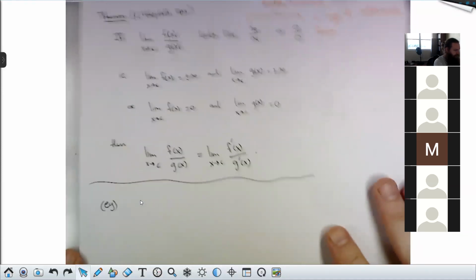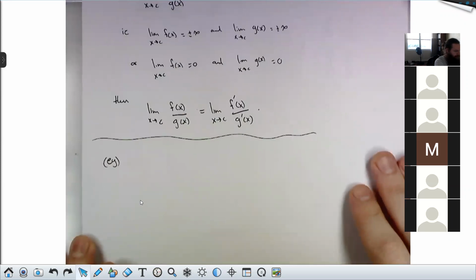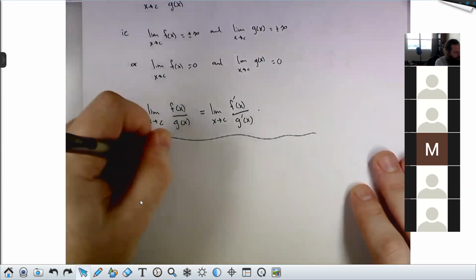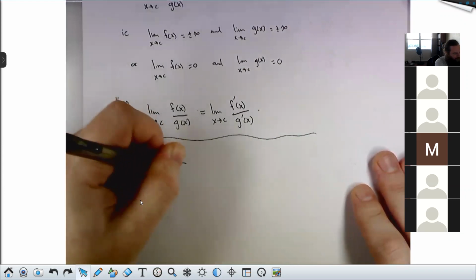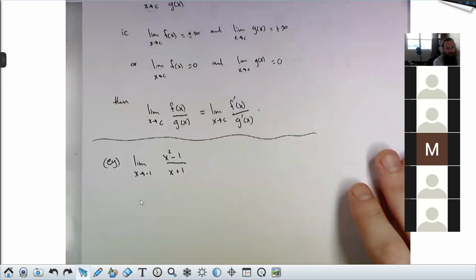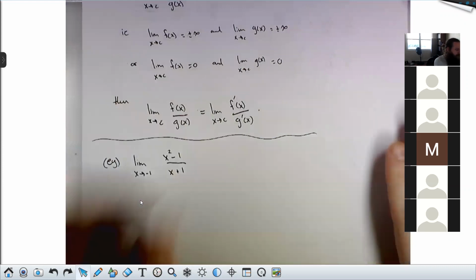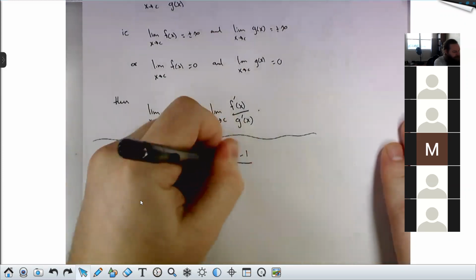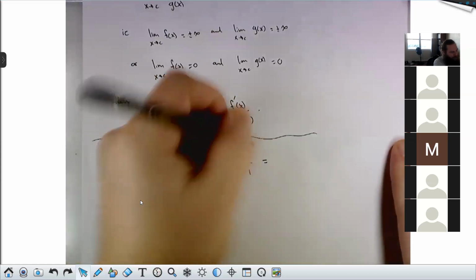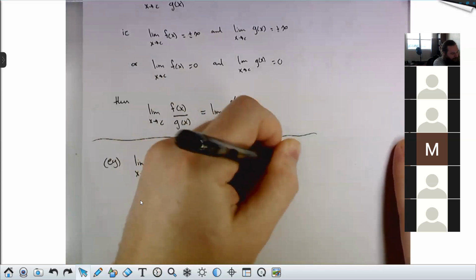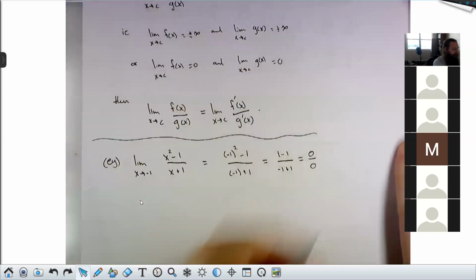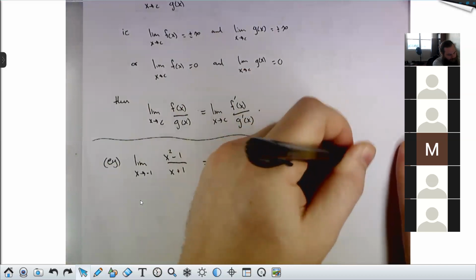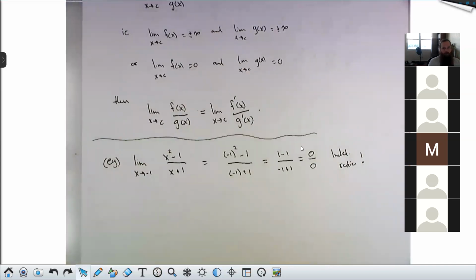Let's take something like the limit as x goes to negative 1 of x squared minus 1 over x plus 1. All right. So if you just plug in negative 1, this looks like negative 1 squared minus 1 over negative 1 plus 1, which is 1 minus 1 over negative 1 plus 1, which is 0 over 0, which is an indeterminate ratio. Right, 0 over 0. I don't know what this is.